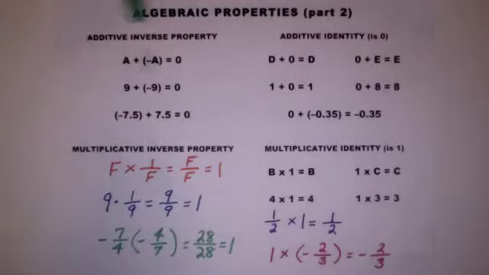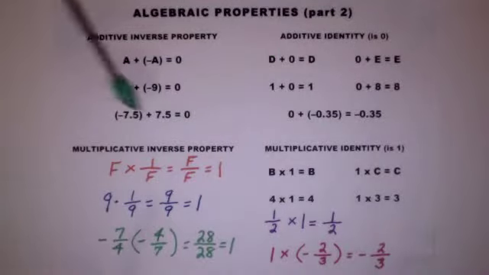So the additive inverse property is about reaching 0. The additive identity property is about maintaining your identity with 0. We're still dealing with 0 in both of these.